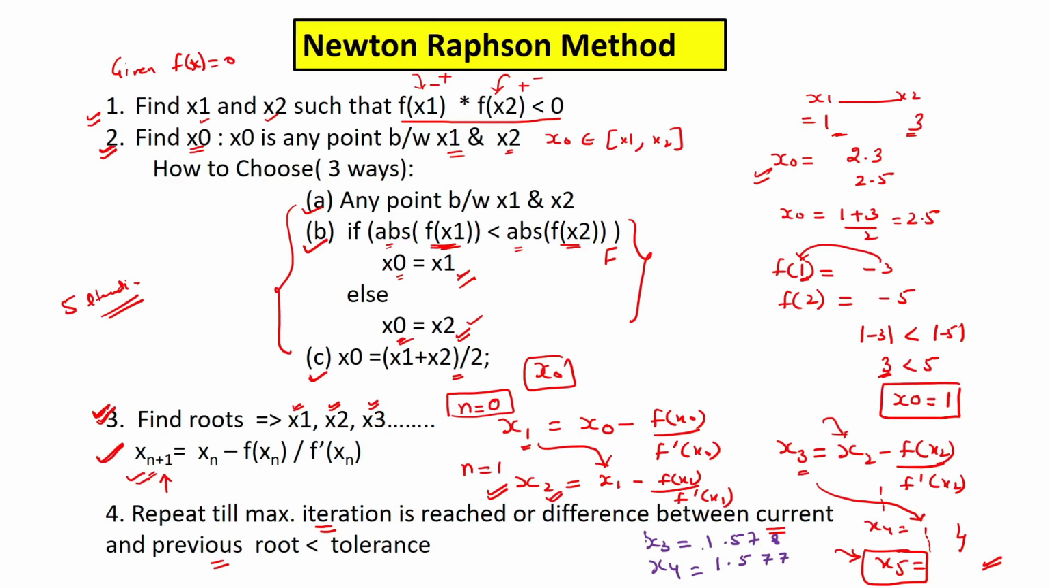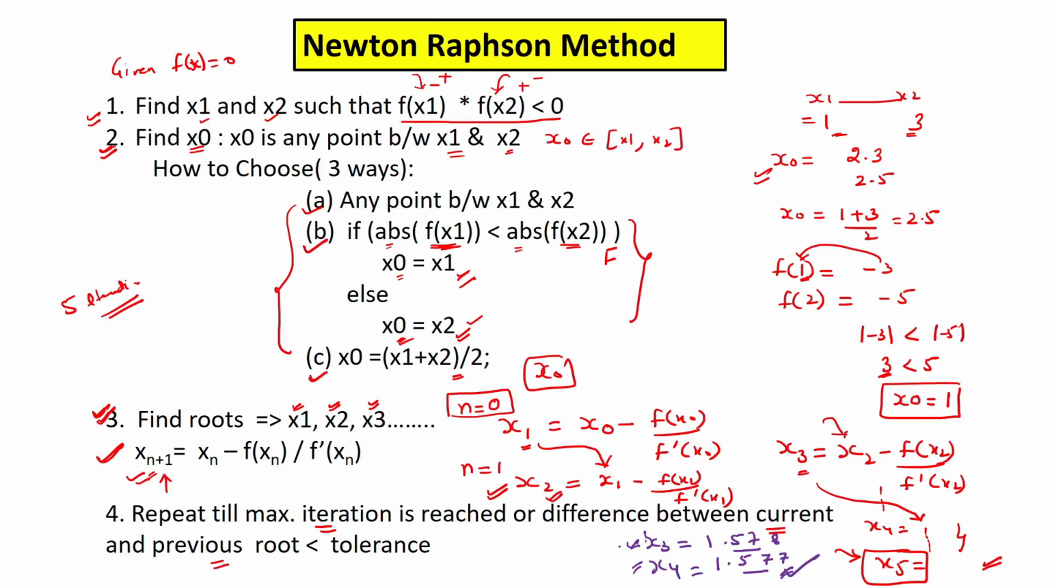Okay, and your question is saying that you have to match till 2 correct decimal places. That means after the decimal point 2 places should be matching. So here this is 57 and this is 57. That means in the fourth iteration you are going to stop because x3 and x4 are matching till 2 correct decimal places. Then you will say x4 is your final root.